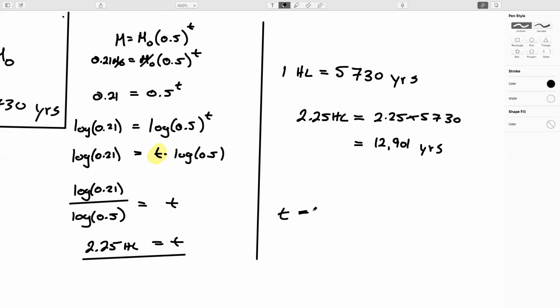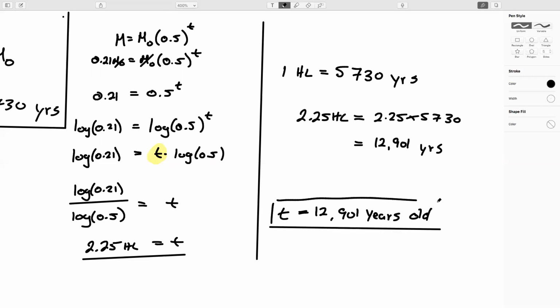So t equals 12,901 years old. We need to use the logarithm laws in order to solve this question, but in order to actually solve it, we have to set it up.